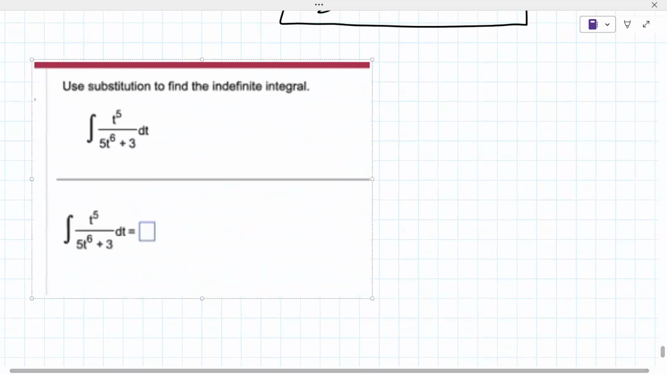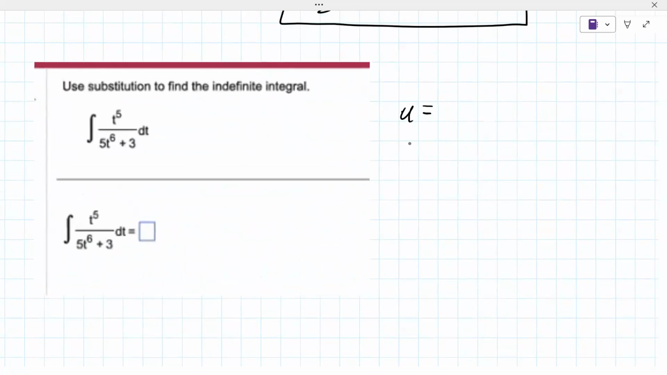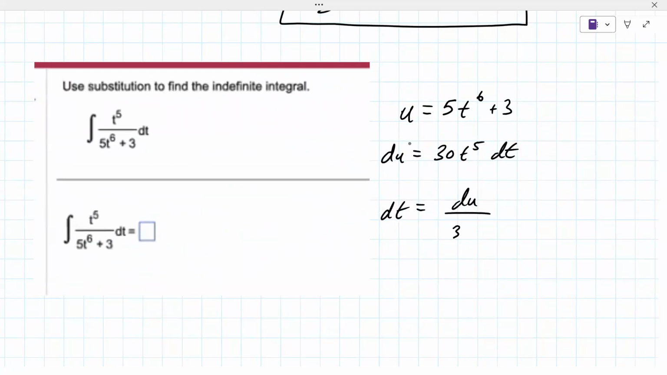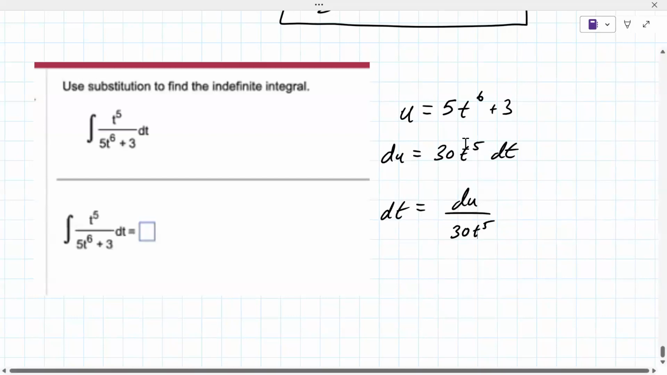Next problem is really similar. It's another u substitution. In fact, the rest of them are. This time it's the bottom. The u is 5t to the 6th plus 3. The du is 30t to the 5th dt. This time you solve for dt. dt is du over 30t to the 5th. You're solving for this little thing here. And so that's what goes back in.